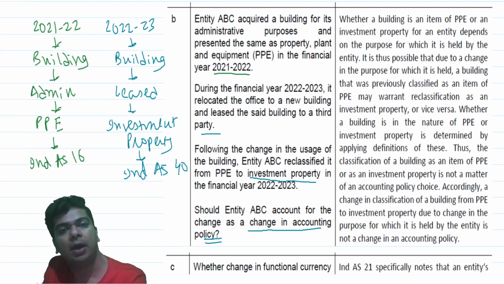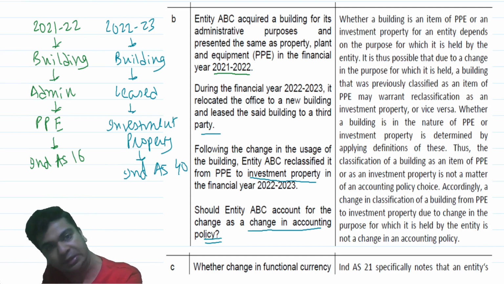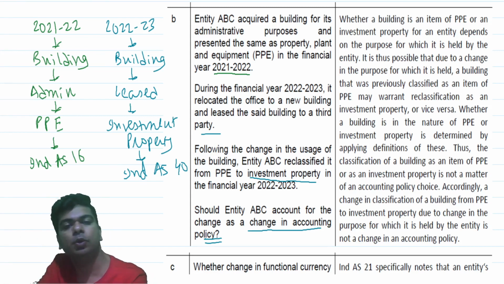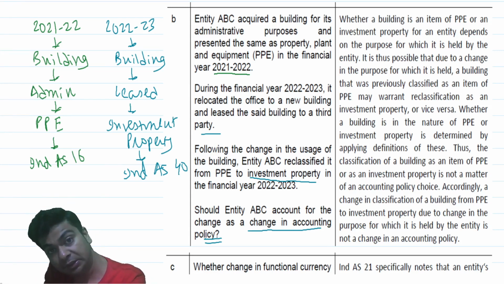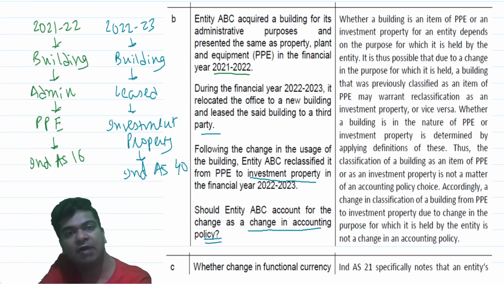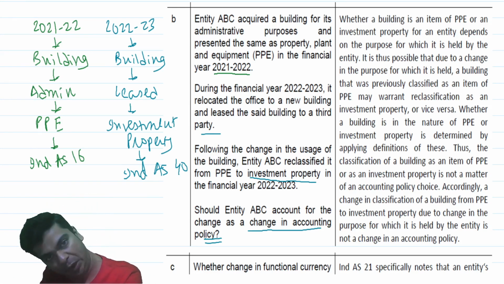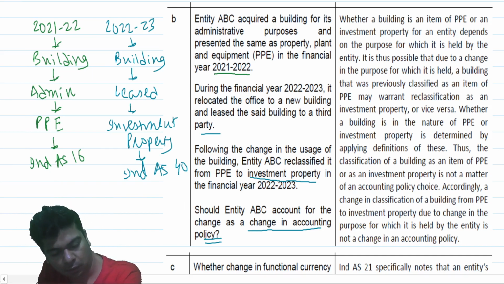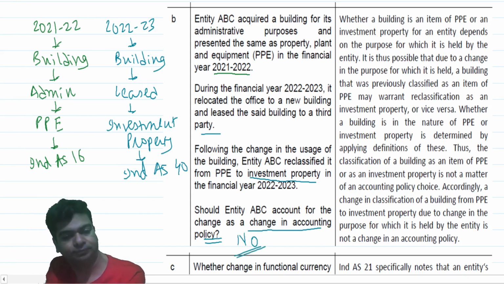Understand, you are already following a certain accounting policy as an item of PPE. Ind AS 16 gets revised and now a new accounting has been prescribed. This is what we refer to as a change in accounting policy required by an Ind AS. Moving from one Ind AS to another Ind AS cannot be said to be a change in accounting policy. Question is, should entity ABC account for the change as a change in accounting policy? My answer is no.